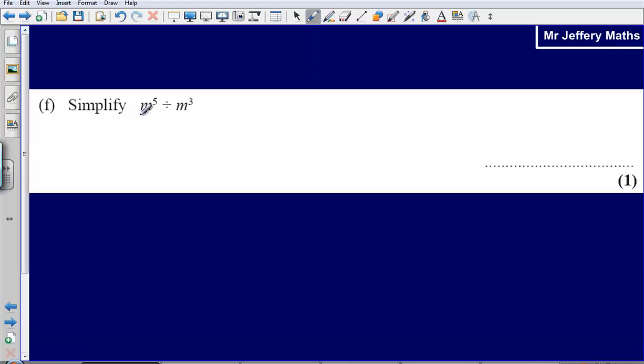Last part, part F, m to the power of 5 divided by m to the power of 3. That's going to give us m to the power of 2. When we divide, we simply subtract the powers. So 5 minus 3 gives us 2. So m to the power of 2.